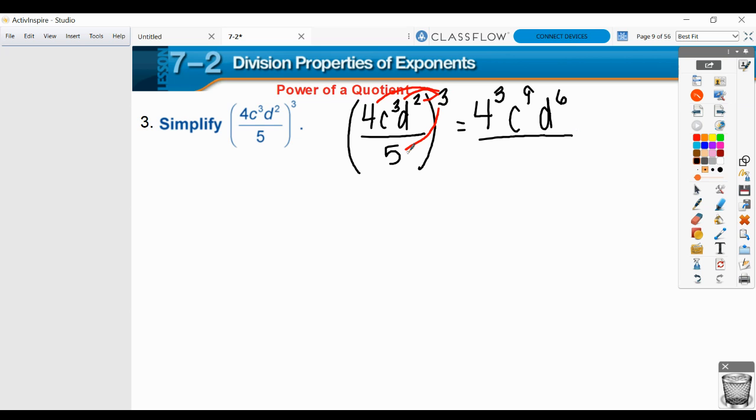Then when you distribute it to the denominator, you have 5 to the 3rd. So then to simplify this, you can actually do these. So 4 times 4 times 4 is 64. And 5 times 5 times 5 is 125.